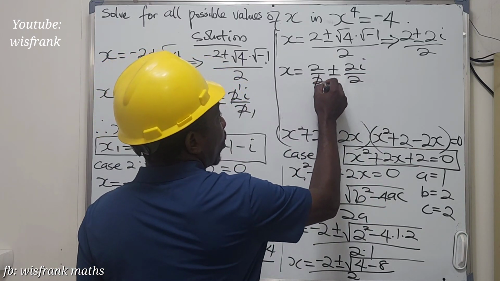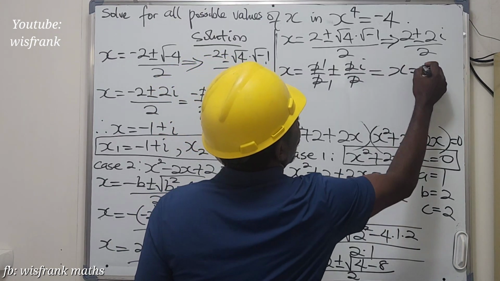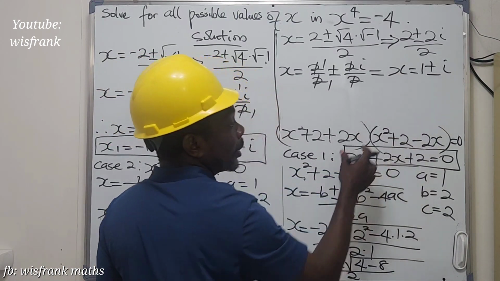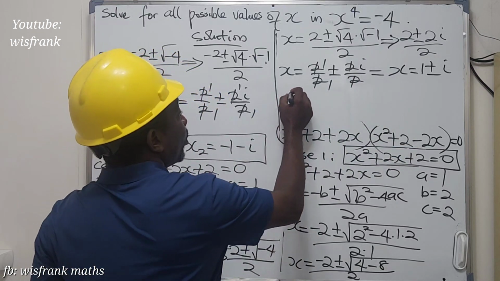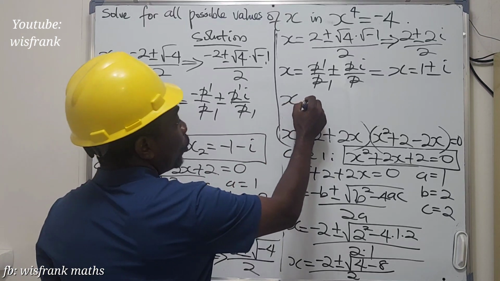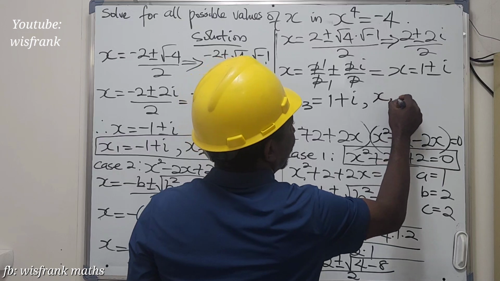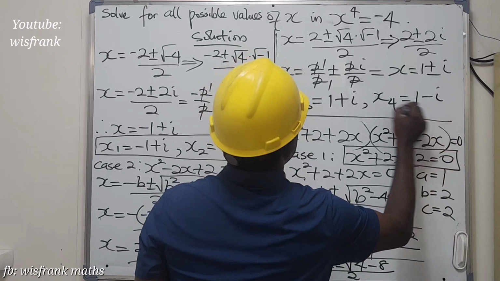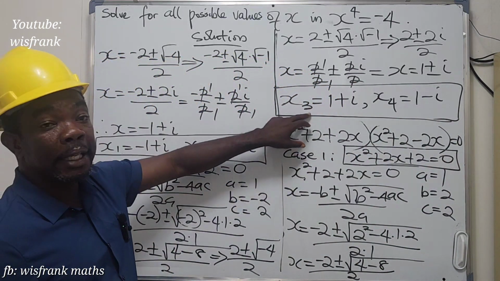So here, the 2s cancel: 2 cancels here, 2 cancels here. So we now have x equals 1 plus or minus i. So this is what we have as the value of x. And in this value of x, we have two solutions. Here we had our x1 and x2, so we continue: x3 equals 1 plus i, and we also have x4 equals 1 minus i. So this is the next possible value of x that we have from case 2, which is x3 and x4.